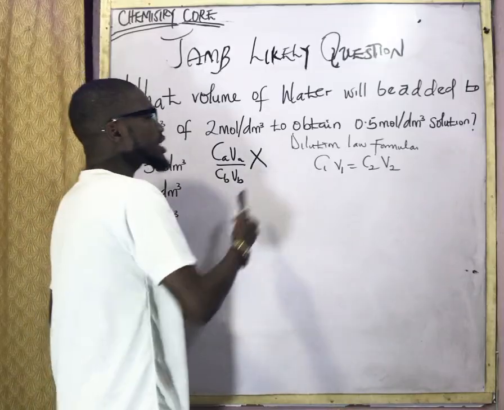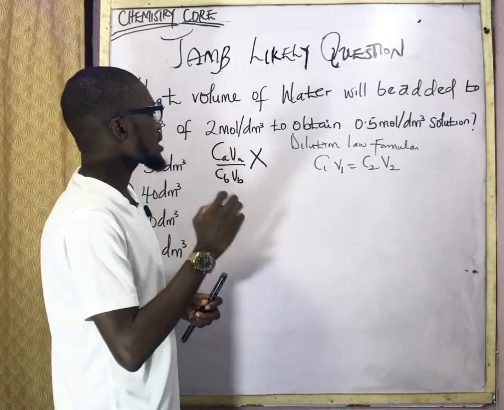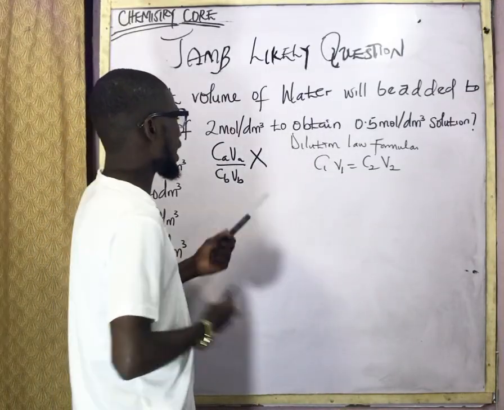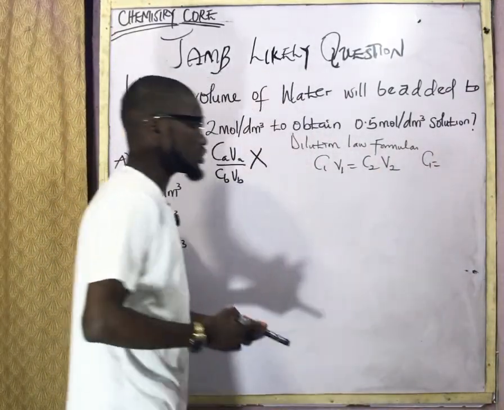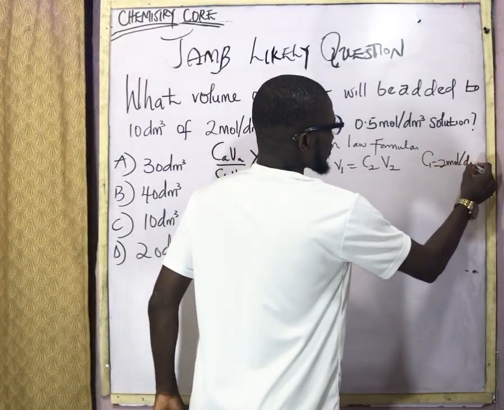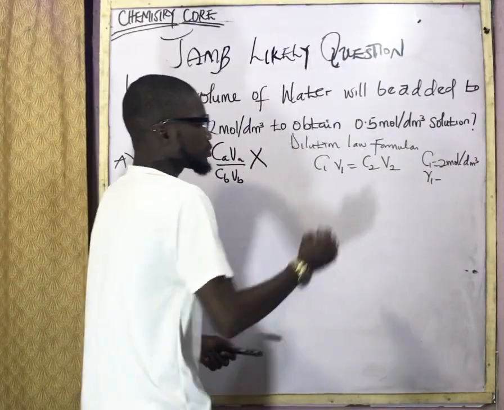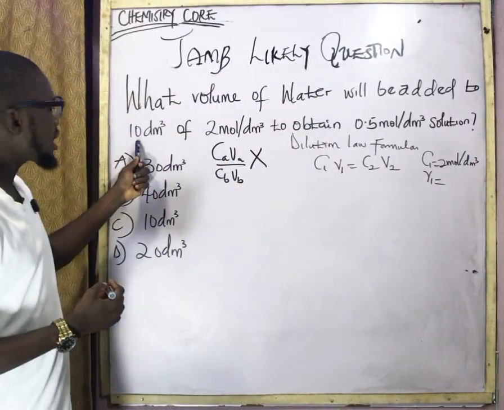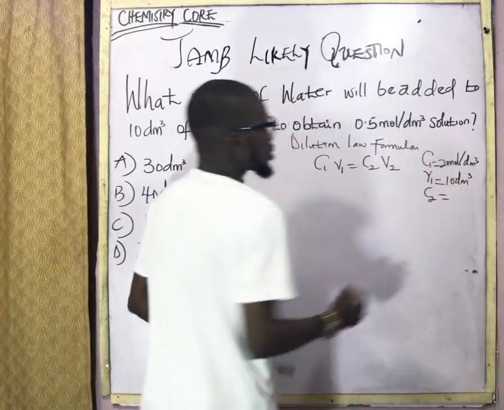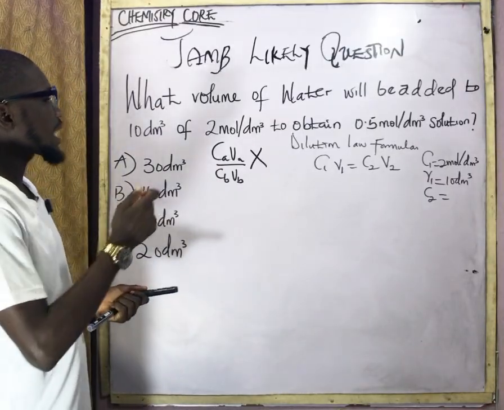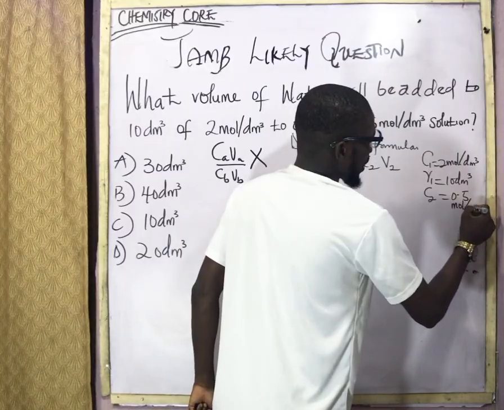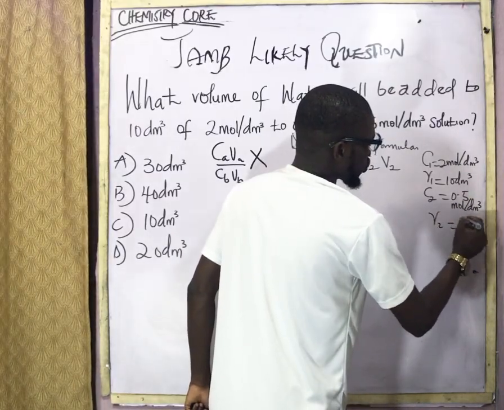So guys, with this dilution law formula, let's itemize the parameters. Our C1 is the concentration, which is 2 mol/dm³, and our volume V1 is 10 dm³. Our C2 is the second concentration, which is 0.5 mol/dm³, and our V2, we don't know it.